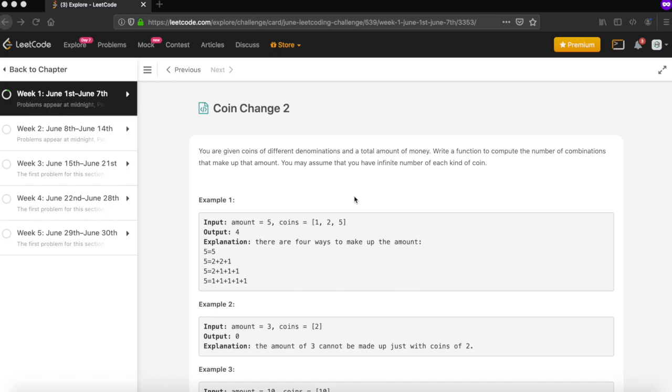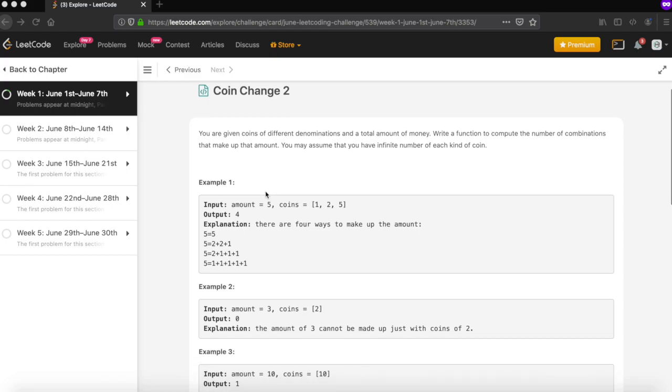So what the problem says is you are given coins of different denominations and a total amount of money. Write a function to compute the number of combinations that make up the amount. You may assume that you have an infinite number of each kind of coin, so we can take one coin multiple times to make the correct amount.